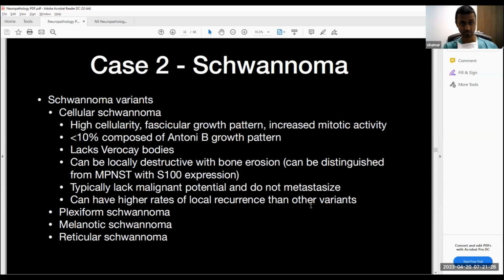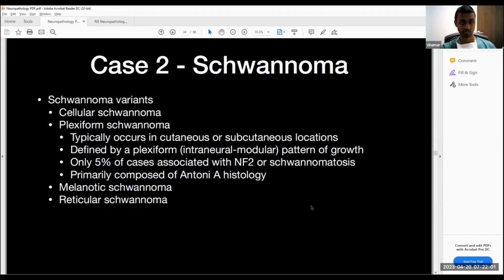So cellular schwannomas have high cellularity, a fascicular growth pattern, and high mitotic activity. Less than 10% are composed of that Antoni B growth pattern. They don't have Verocay bodies. They can be locally destructive, with bony erosion. Sometimes on radiographic imaging, they can be similar to malignant peripheral nerve sheath tumor, but you can distinguish the two with S100 expression. They typically don't have malignant transformation potential. They don't metastasize. But because of their aggressiveness, they have higher rates of local recurrence.